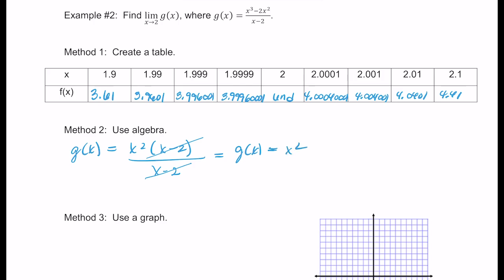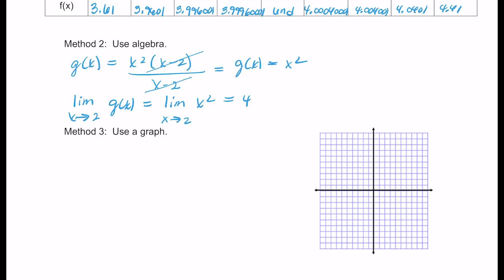Now, we know from looking at the table that it's approaching 4, which makes sense. So we would say the limit as x approaches 2 of g of x is equal to the limit as x approaches 2 of x squared, because that's what g of x is, and 2 squared is 4. Okay, we can also use a graph, so we can take a look.